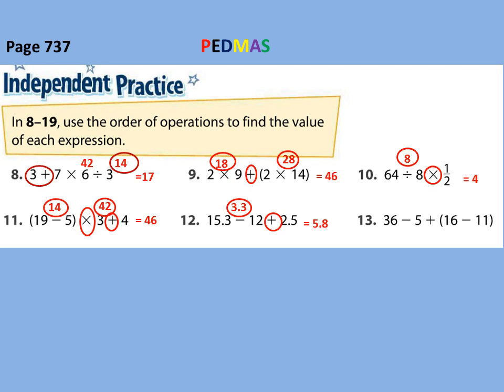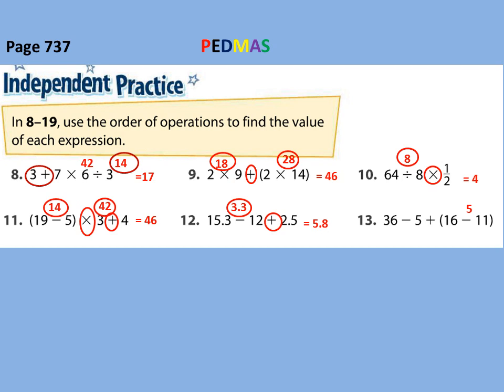Go to the last question, question 13. Stop the video, do it yourself. Come back again to check your answer with me. Welcome back. Yes, the first operation, of course, it's the parentheses. Inside the parentheses, we have subtraction, so we must start with subtracting 16 minus 11. 16 minus 11 is 5.